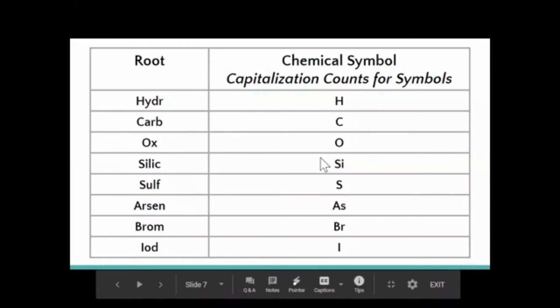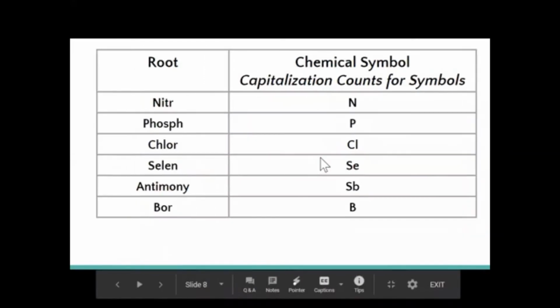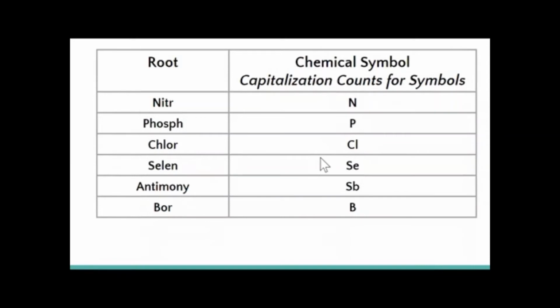Okay, the next set of roots are nitr, NITR, short for nitrogen, and the chemical symbol is N. Phosph, short for phosphorus, chemical symbol is P. The next one is chlor, short for chlorine, chemical symbol is Cl. Next is selen, SELEN, short for selenium, chemical symbol is Se. Next root is antimon, short for antimony, chemical symbol is Sb. The next root is bor, BOR, chemical symbol is B, short for boron.